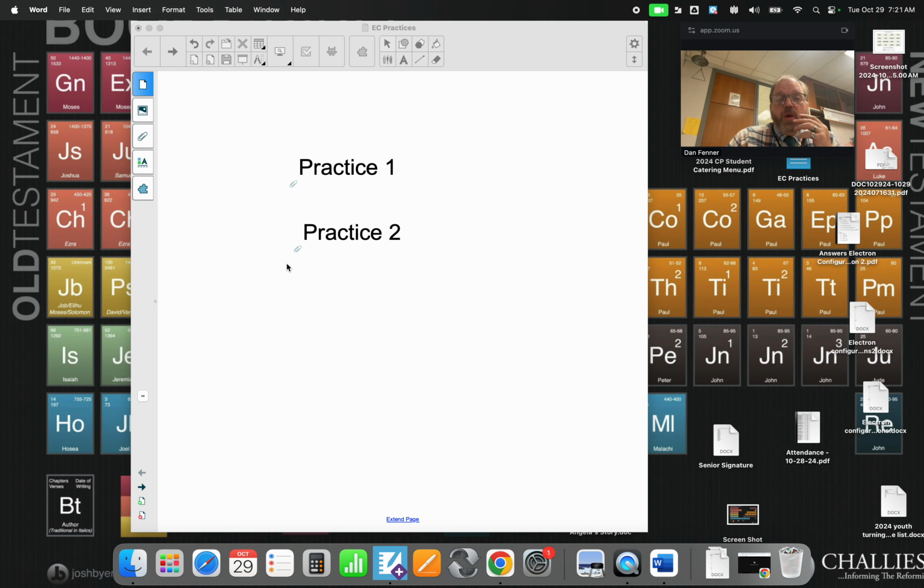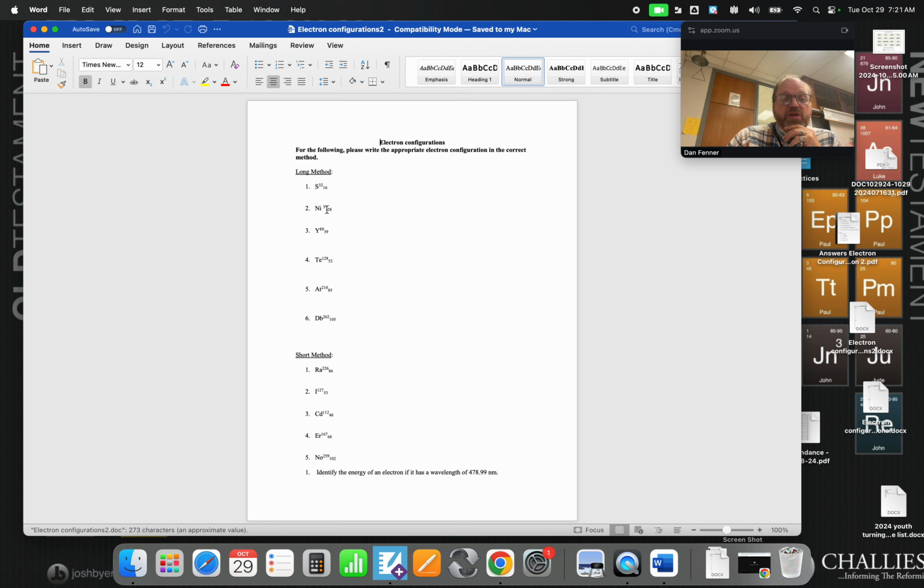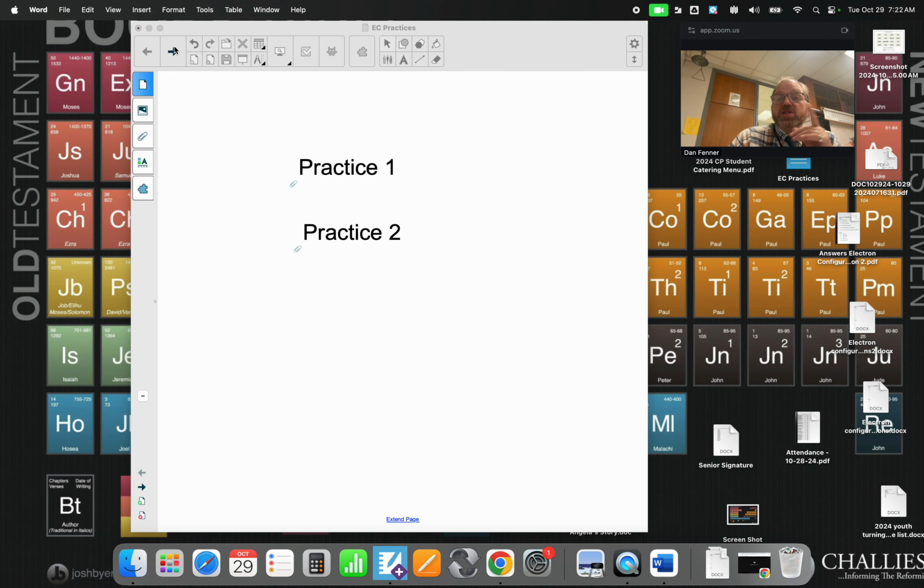All right, and then if you want the additional practice, we have sulfur, nickel, iridium again, tellurium, actinium, astatine, Db, I don't necessarily know its name offhand, radium, iodine, cadmium, erythium, and nobelium, and then there's another emission problem, so copy that one down as well. Again, you don't have to do the second problem, but it's just there in case you want to. All right, so let's get started with one of them.